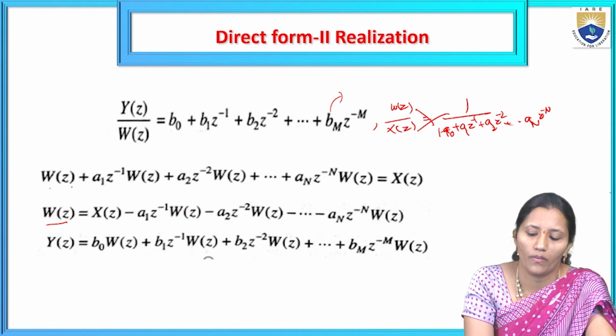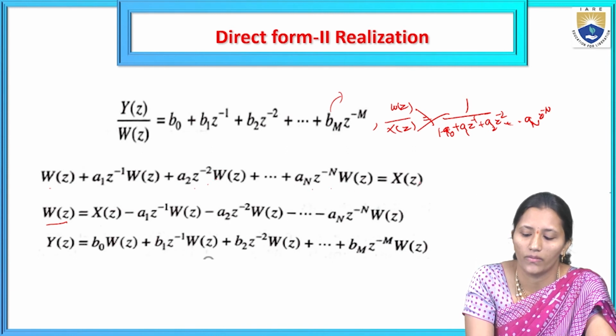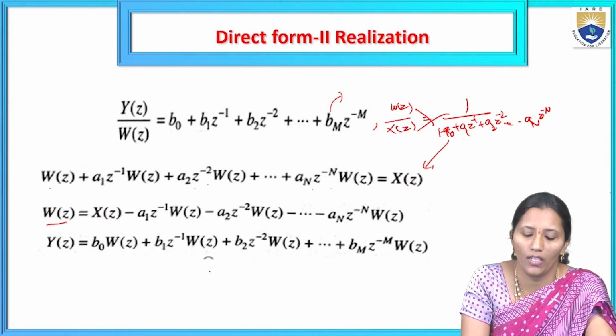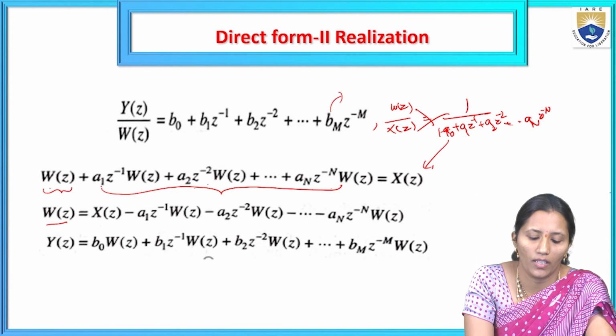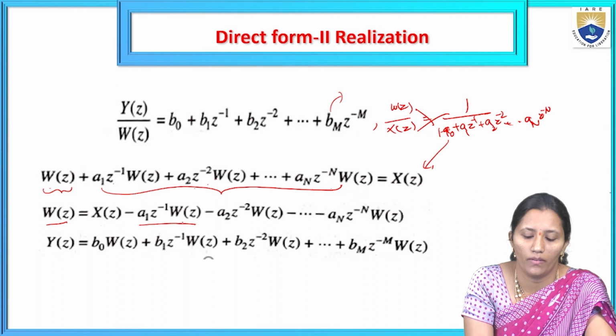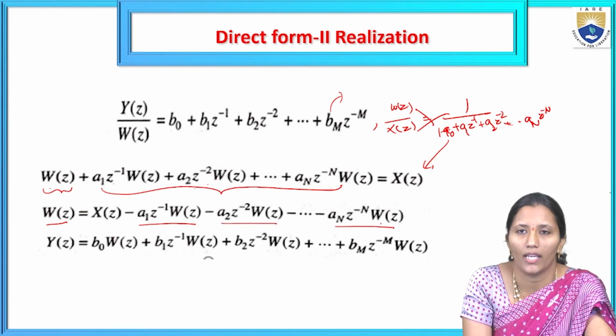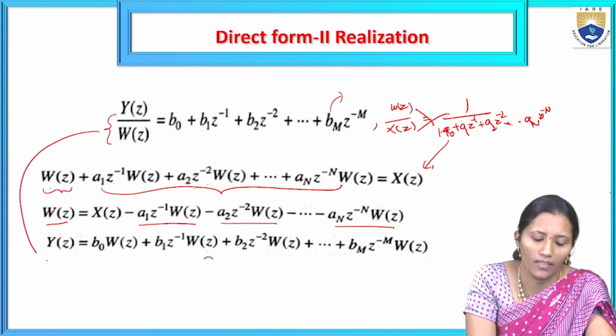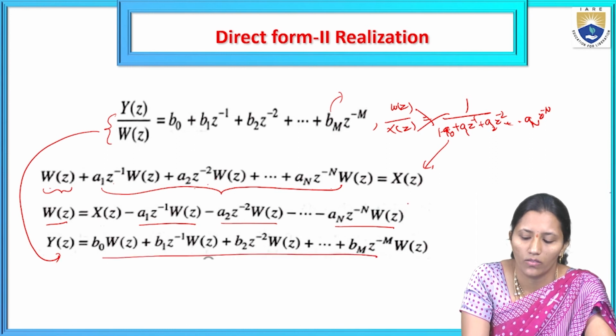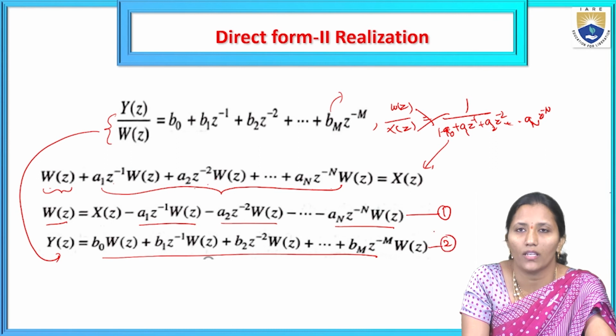Here we are going to get W of z plus a1 z power minus 1 W of z plus a2 z power minus 2 W of z up to aN z power minus N W of z is equal to X of z. From this equation, keep W of z on the left-hand side and bring the remaining terms to the right-hand side. Then W of z will become X of z minus a1 z power minus 1 W of z, minus a2 z power minus 2 W of z, up to minus aN z power minus N W of z. And then from this equation we can write Y of z. So we have to realize these two equations in terms of block diagram.